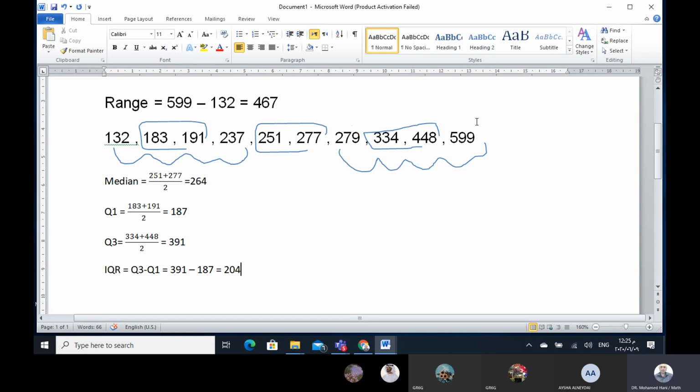Then go to the next set here. We also have 4 numbers. So the median is the 2 numbers in the middle, find the mean of the 2 numbers. The answer will be 391. The last answer, IQR, interquartile range, equals Q3 minus Q1. So Q3 391 minus 187 equals 204.